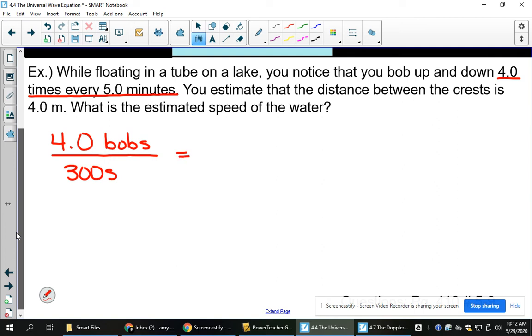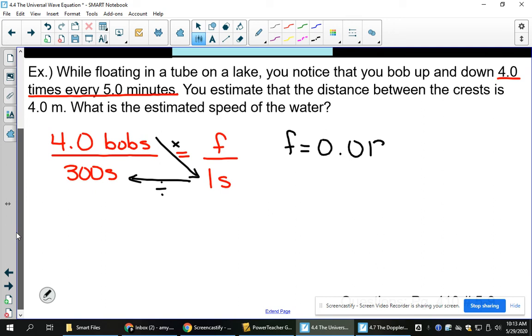Now, I want to make this how many bobs per 1 second. So if I set up something like this, what would we have done back in junior high math? If you're thinking cross, multiply, and divide, you're correct. So 4 bobs times 1 second divided by 300 seconds, I'm getting my frequency to be 0.013 hertz. So you would do 0.013 bobs every second. So you wouldn't even bob up and down once per second. And that makes sense. You're sitting on a tube in the lake. You're not going up and down very fast. If you were, you probably would be getting seasick.